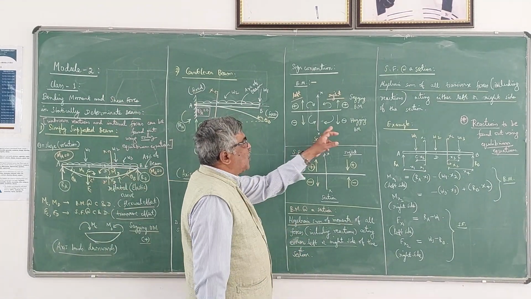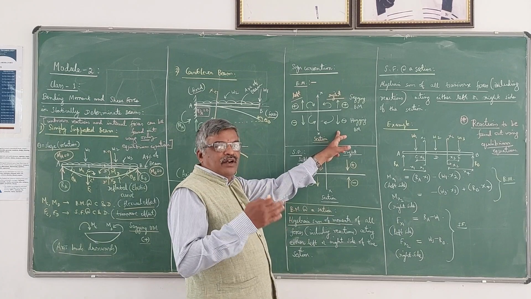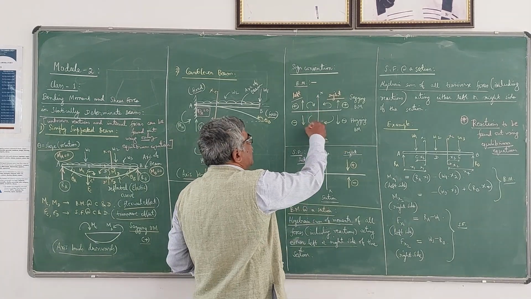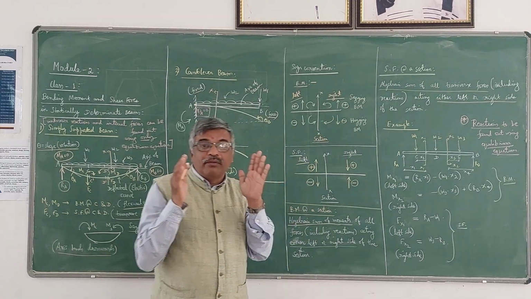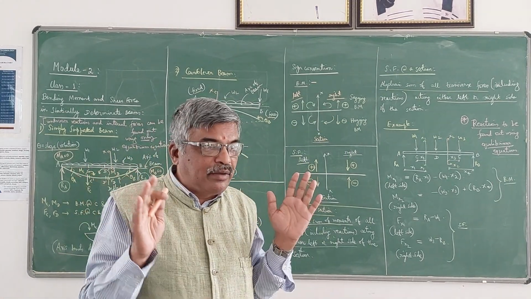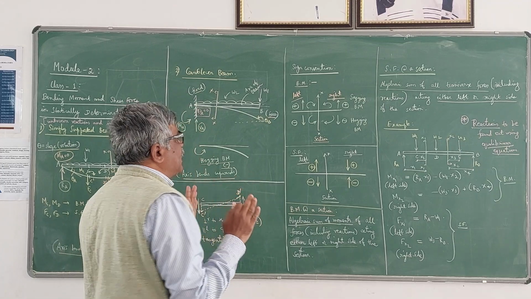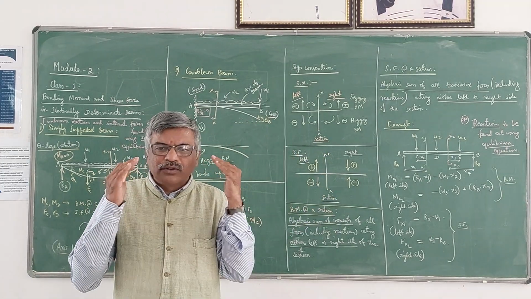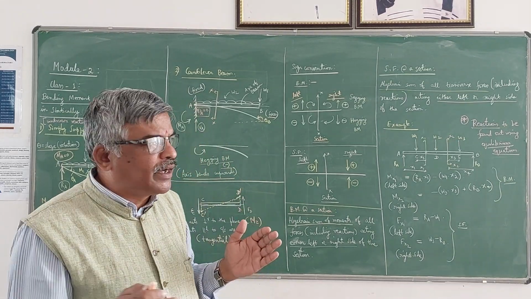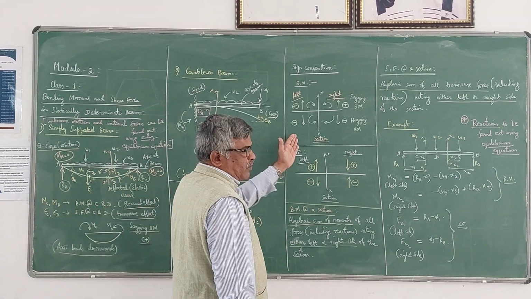And if the forces are downward, whether you consider left side or right side, it will give hogging bending moment, which is taken as negative. So this is very important. Sign convention is very, very important, irrespective of whether it is left side of the section or right side of the section. So upward forces give positive bending moment, downward forces give negative bending moment.